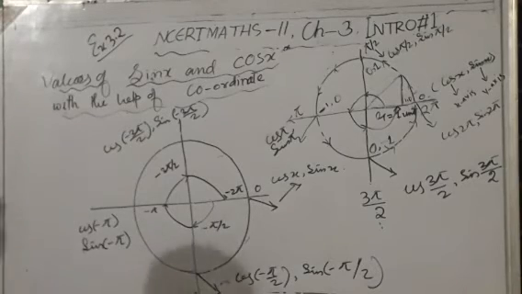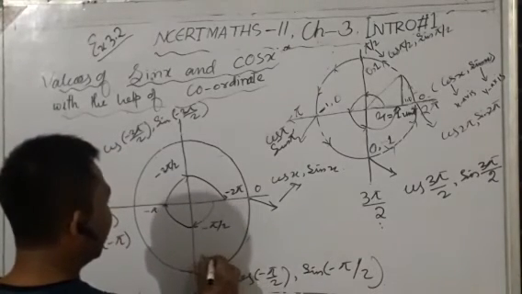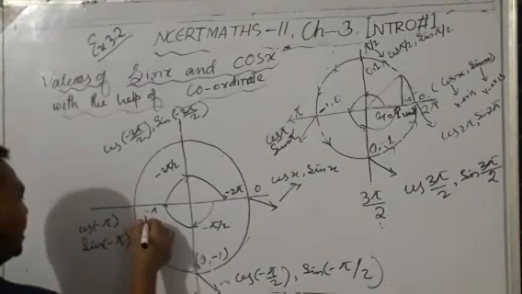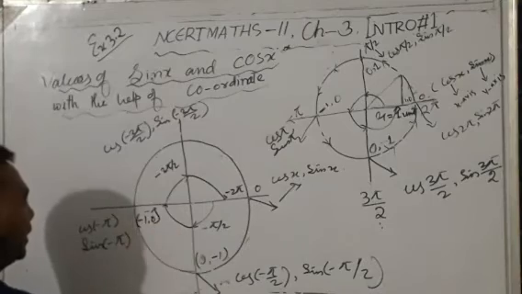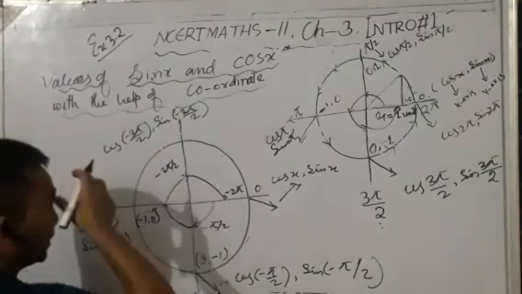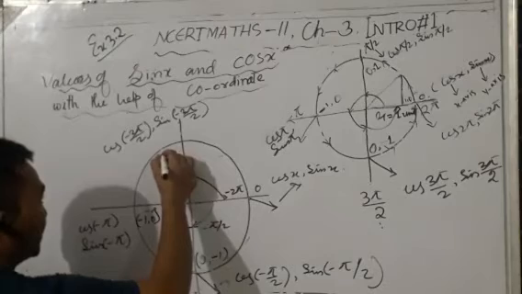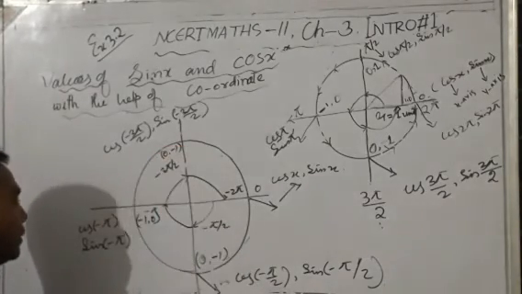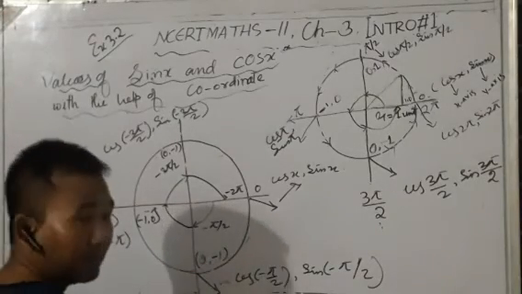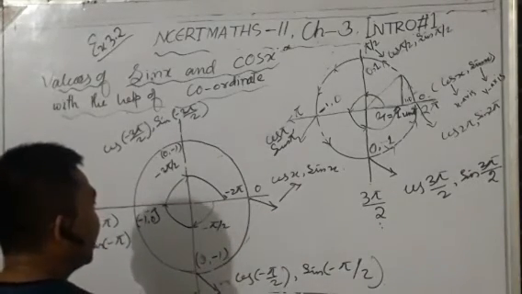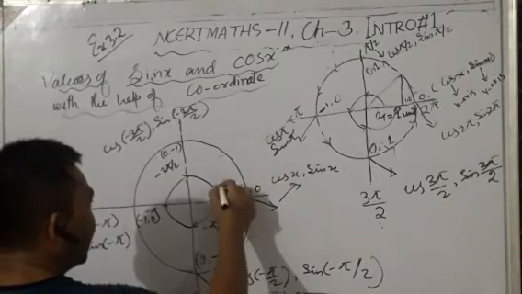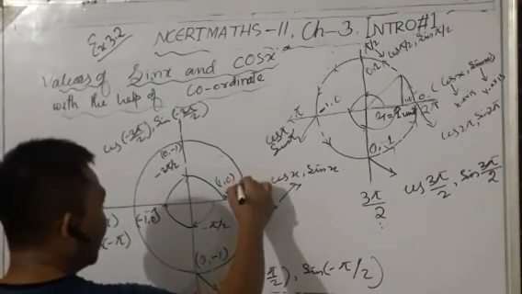So the value will remain the same. So it will be 0 and minus 1. This is minus 1 and 0. And then this will remain the same, 0 and minus 1. And then it will be 1 and 0, this part. This is 1 and 0. So this is what the coordinates will be.